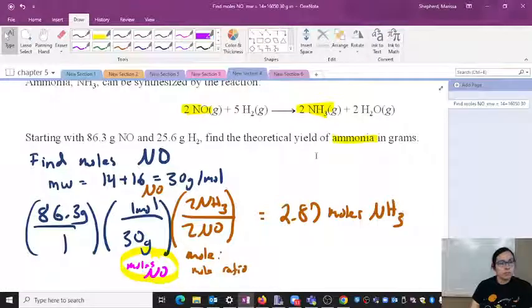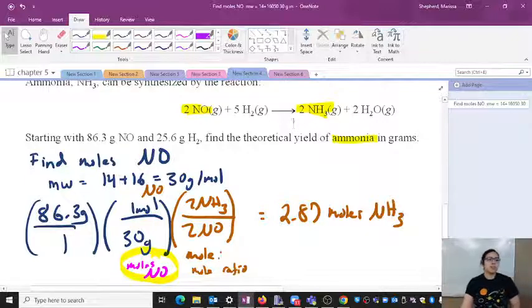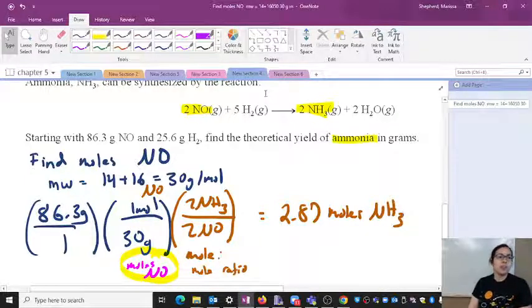Or is there ever a time where they're not going to be the same? It will be random, so you don't know. So you have to look at the balanced equation. It just so happened that they're in a 2-to-2 ratio, and so they canceled out nicely.